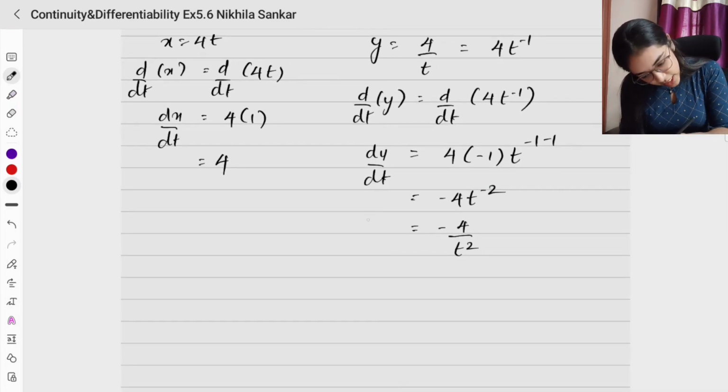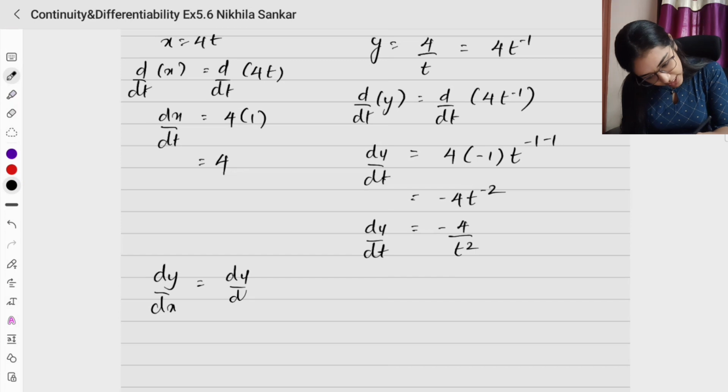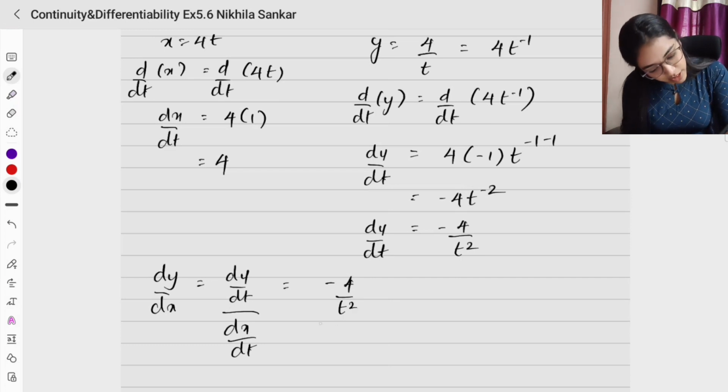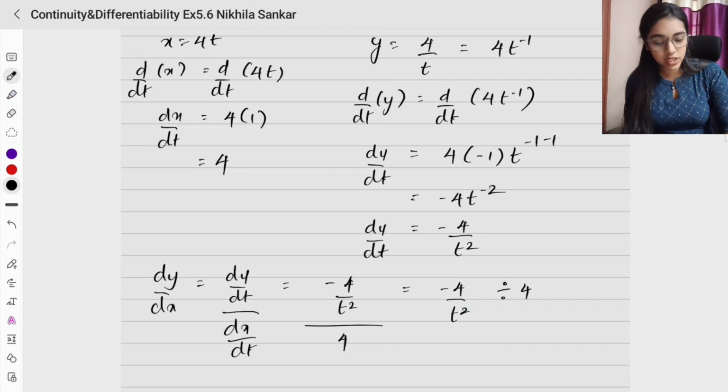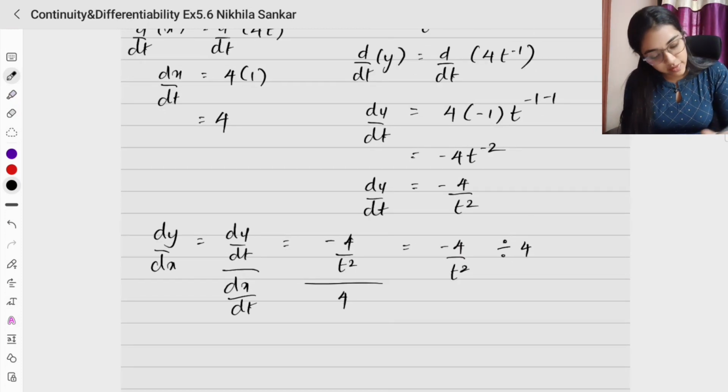Now what is my dy by dx? This is going to be dy by dt divided by dx by dt. So this is minus 4 divided by t square, the whole divided by 4 again. So this can be written as minus 4 divided by t square divided by 4. If this kind of division is confusing, write the formula like this. It is very easy to solve.